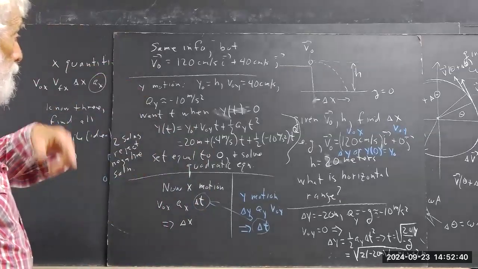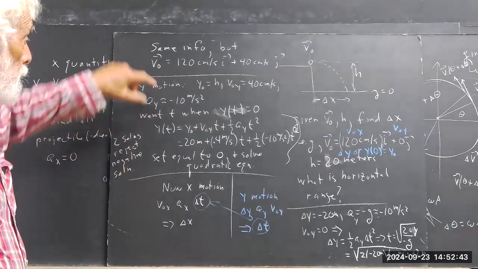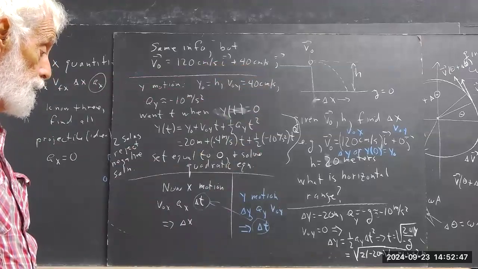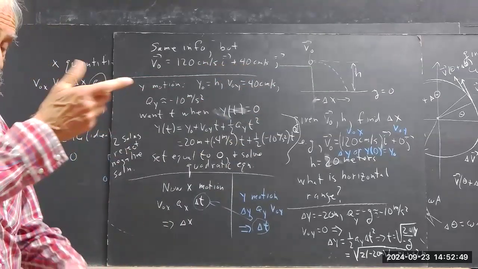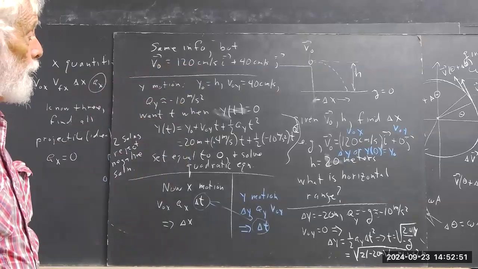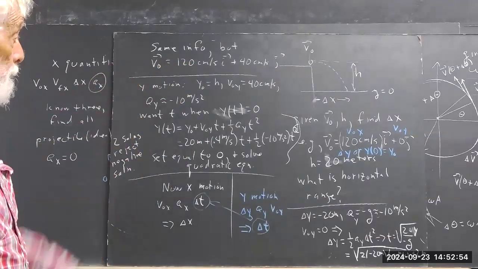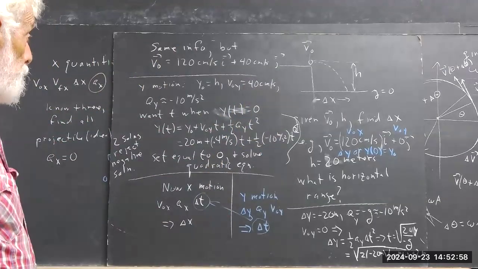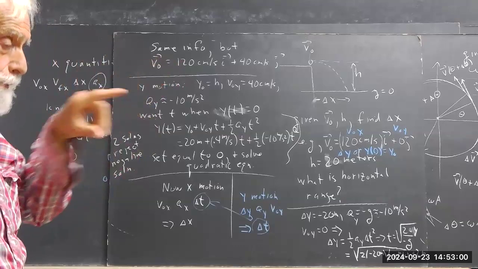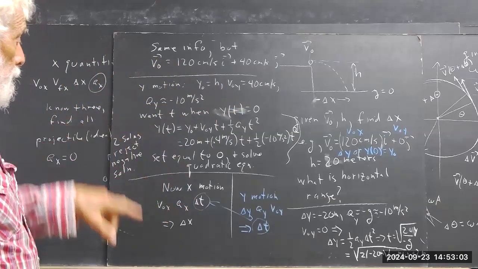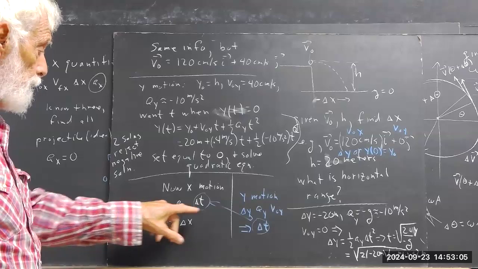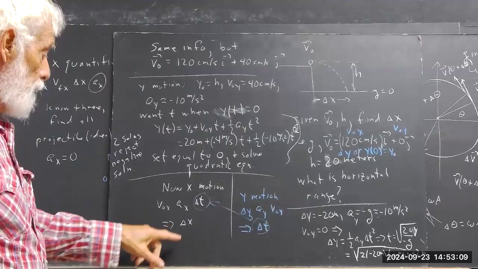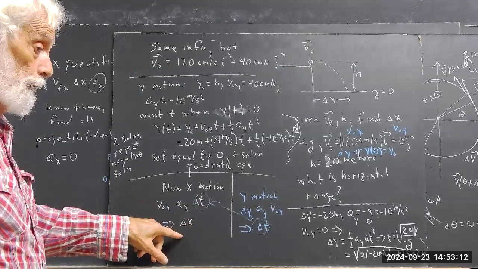Now we have the same information again, just recapping. V naught is 120 centimeters per second i-hat plus 40 centimeters per second j-hat. That means the vertical motion starts upward, then goes downward. So now the time of fall is going to be much different. We're going to have a greater range, a greater change in x, because when we multiply our initial x velocity by delta t, we get a bigger delta t, so a bigger delta x.